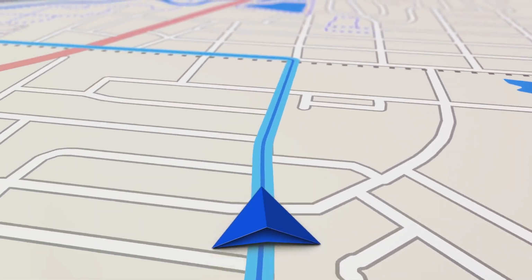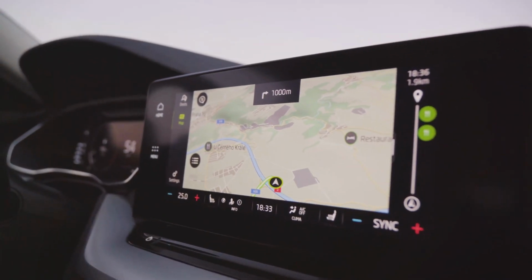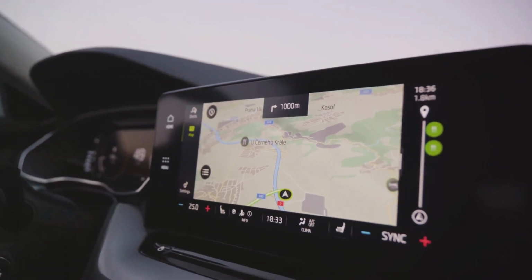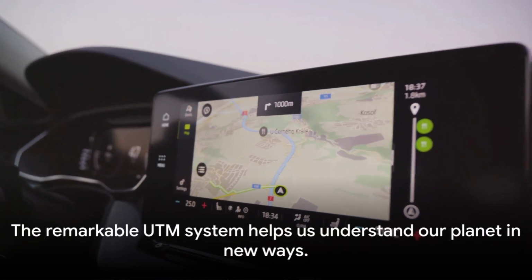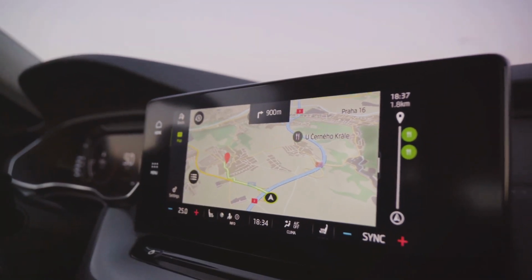So, the next time you marvel at a detailed map or use a GPS device to navigate your surroundings, remember the intricate and ingenious UTM system that makes it all possible. The UTM system, in its silent and efficient way, helps us make sense of our vast and beautiful planet.